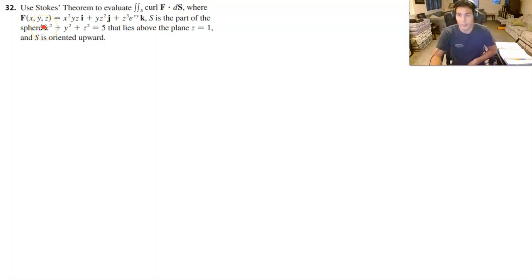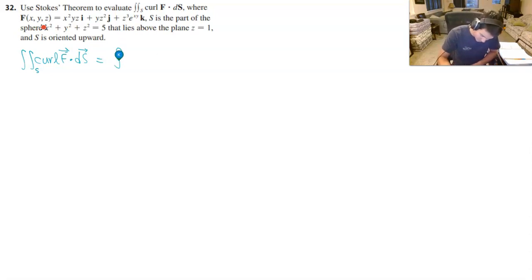So, for this problem, I want to use Stokes' Theorem to evaluate that integral. Let me just write out what Stokes' Theorem is for you guys. Stokes' Theorem says that this double integral of curl F dot dS, these are both vectors, over some surface S, is equal to the simple line integral over the curve of F dot dr.